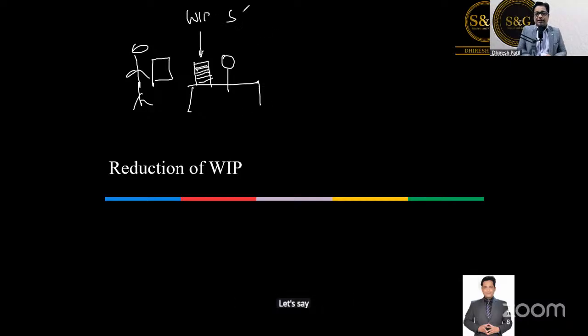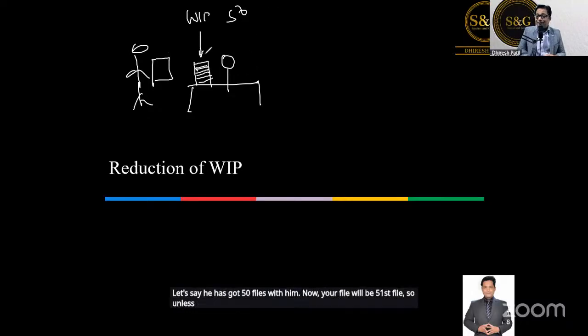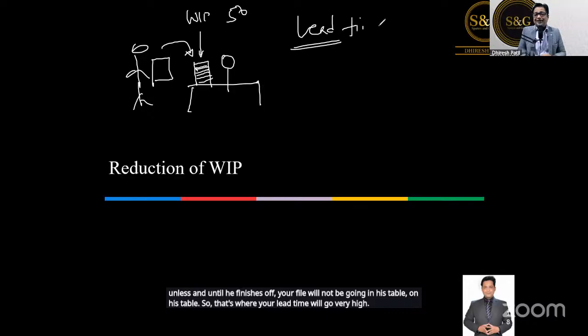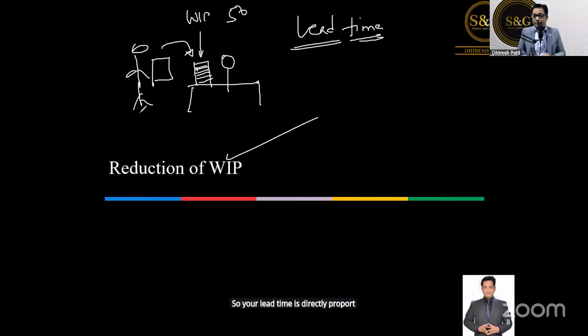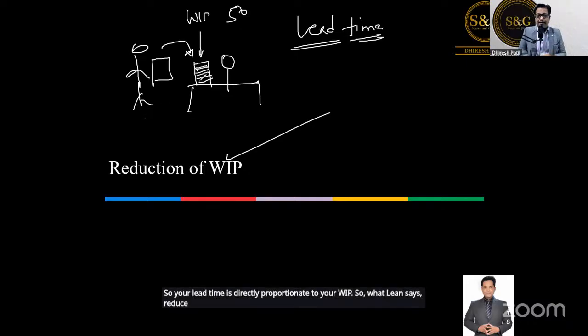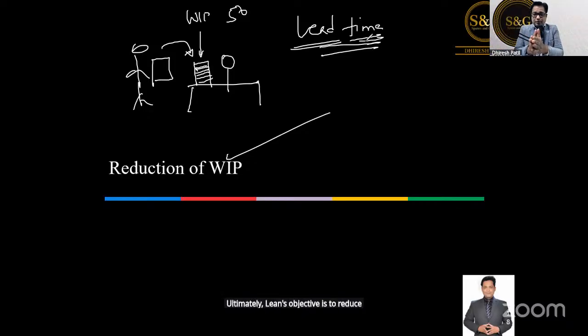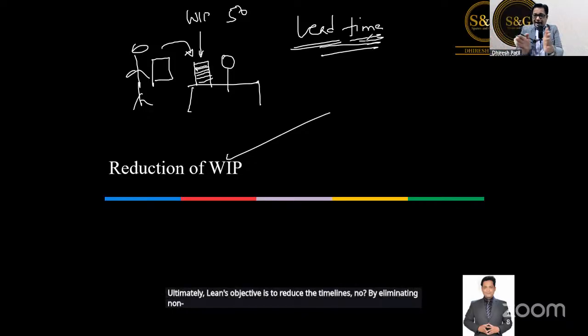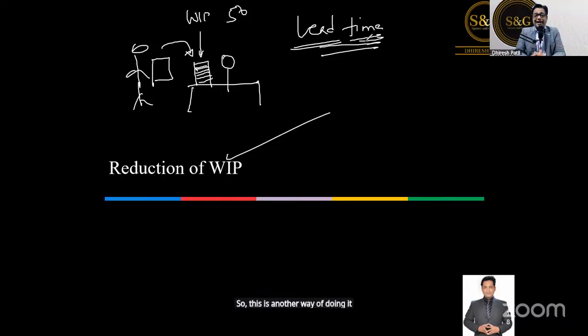Let's say he has got 50 files with him. Now your file will be the 51st file. So unless and until he finishes off, your file will not be going on his table. So that's where your lead time will go very high. Your lead time is directly proportionate to your WIP. So what Lean says: reduce your WIP and reduce your lead time. Ultimately, Lean's objective is to reduce the timelines, no? By eliminating non-value added, we are reducing the timeline. By eliminating setup time, we are reducing the timeline, right? So this is another way of doing it, by reducing the inventory.